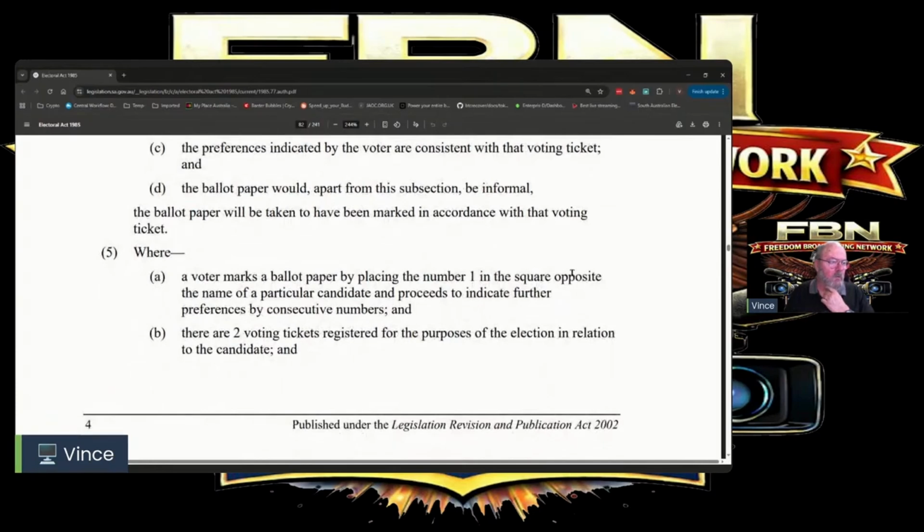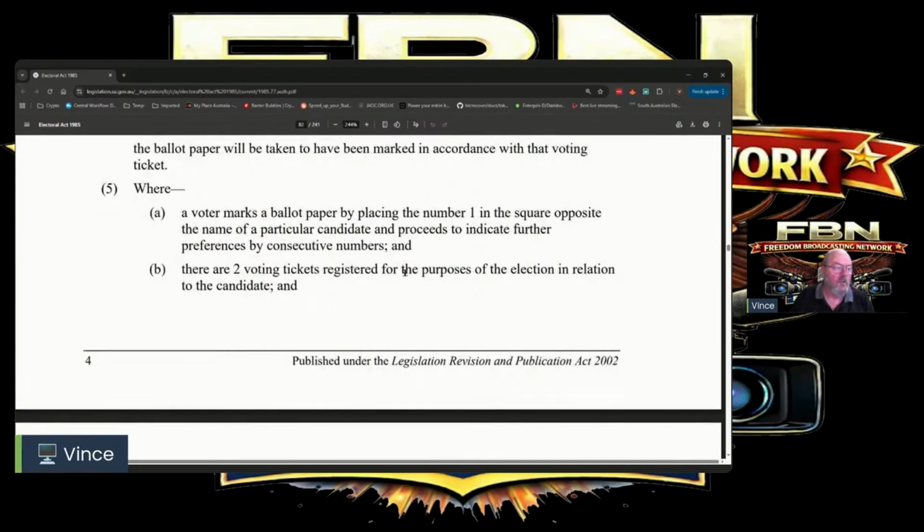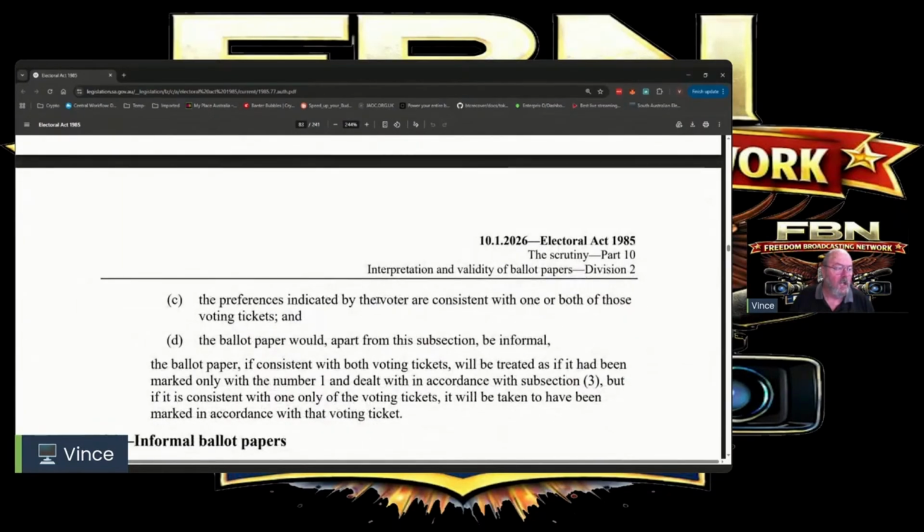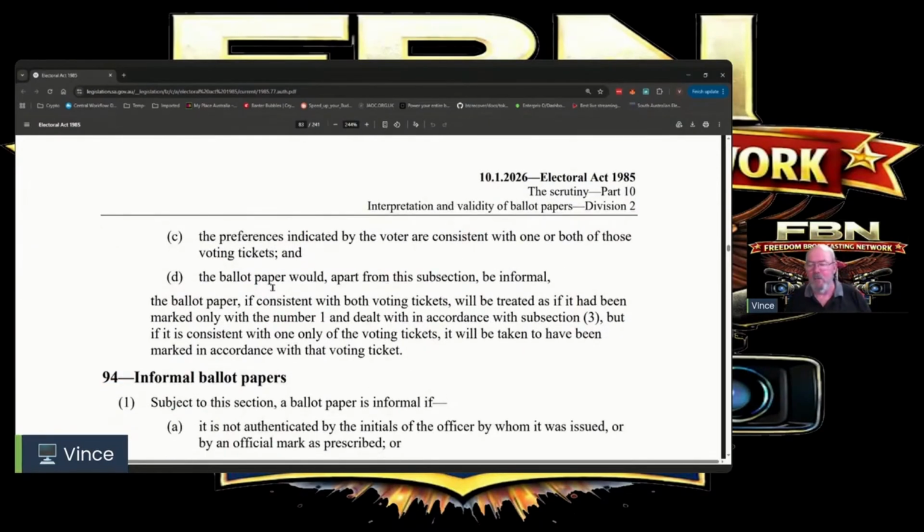Where a voter marks a ballot paper by placing a number 1 in the square opposite the name of a particular candidate and proceeds to indicate further preferences by consecutive numbers, and there are 2 voting tickets registered for the purpose of the election in relation to the candidate, and the preferences indicated by the voter are consistent with 1 or both of those voting tickets, and, love the ands because it's always in law, the ballot paper would, apart from this subsection, be informal.